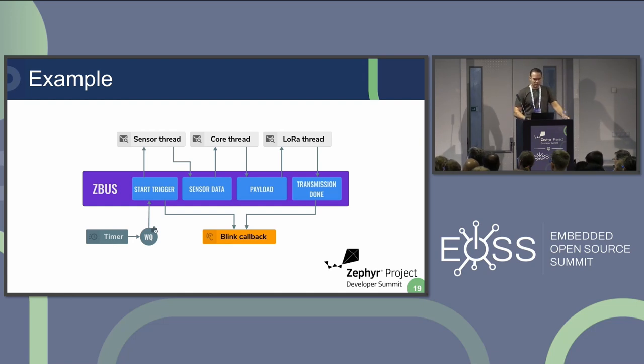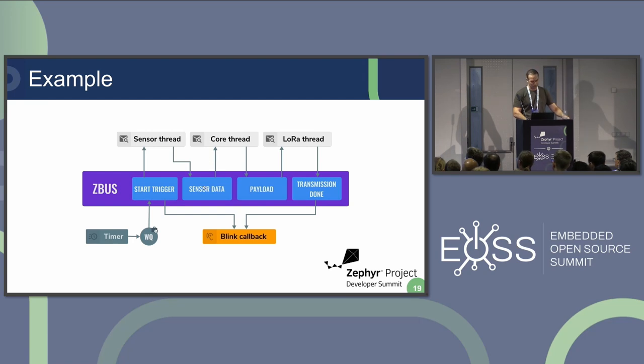And here we have a timer. Time to time, it triggers. It publishes to the start trigger channel. As the sensor thread is an observer, it will receive the notification and start to fetch the sensors, for example. It fetches the sensor data, and then publishes to the sensor data channel, obviously, right?